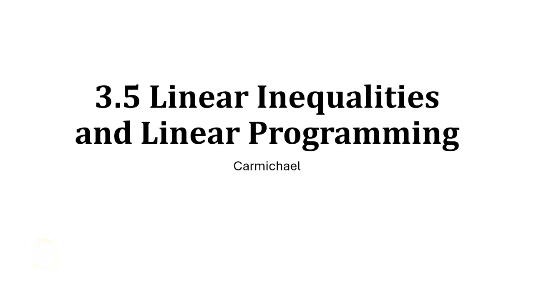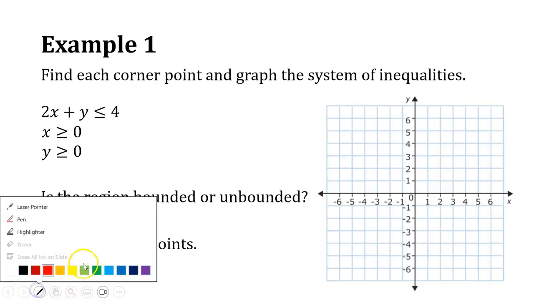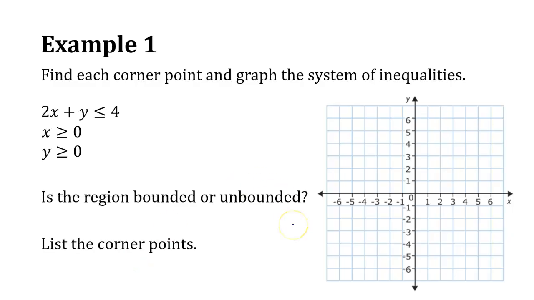In 3.5, we're going to look at linear inequalities and linear programming. Most of the questions will ask you to find each corner point and graph the system of inequalities. So here you have your 3 inequalities, and we are going to figure out the shaded area between all 3 lines. Each inequality is its own line.